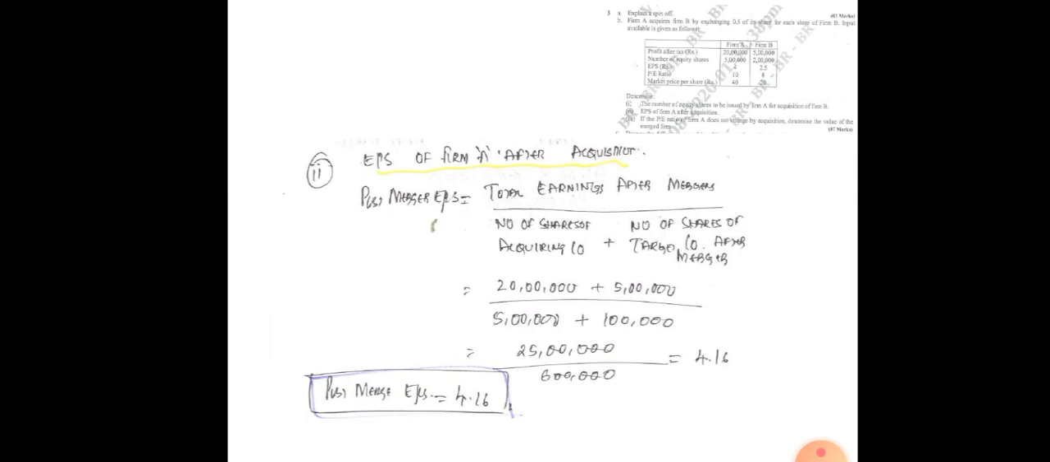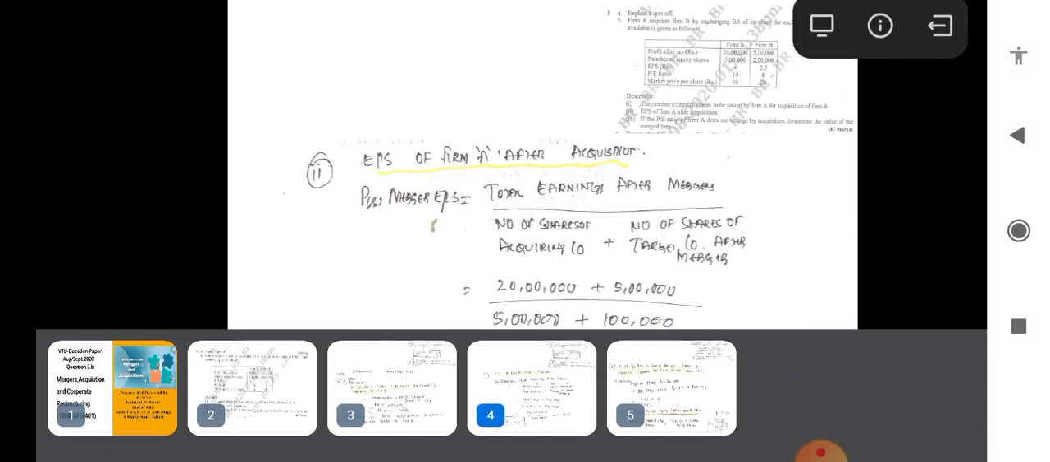Find the total earnings: 20 lakhs plus 5 lakhs is the total earning, divided by the number of shares of the acquiring company, which is 5 lakhs, given in the question, plus the number of shares of the target company after the merger, 1 lakh, as we have calculated in sub question 1, right? Simplifying this value, we get 25 lakhs divided by 6 lakhs, which is 4.16. So this is the new EPS of the merged firm, or what we call the post merger EPS, that is 4.16, and this is the solution for sub question B.